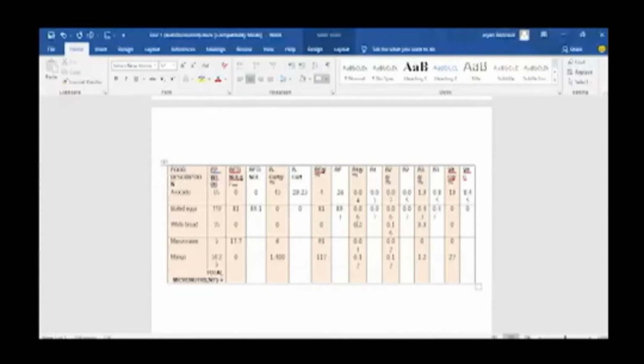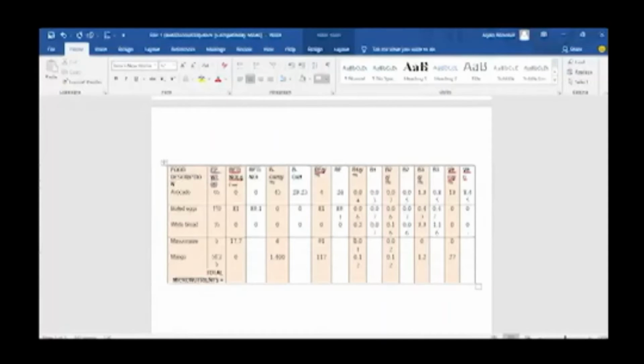Then we have white bread, 0 retinol, 0 B-carotene, 0 RE, 0.2 times 35 divided by 100 is equal to 0.07. Then 0.16 times 35 divided by 100 is equal to 0.06. 3.3 times 35 divided by 100 is equal to 1.16. And for vitamin C, we have 0.